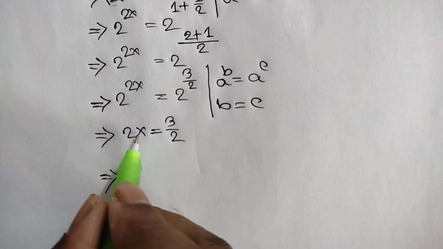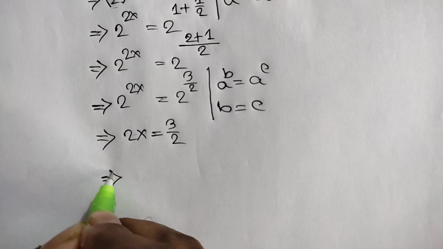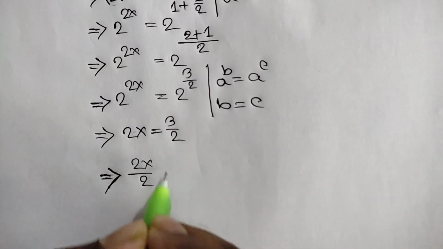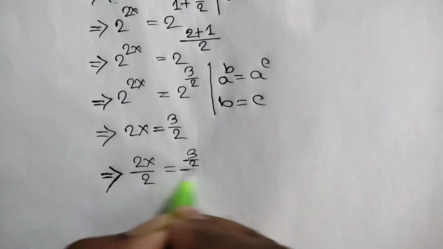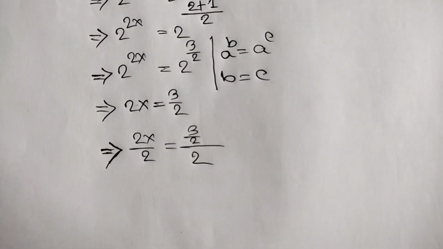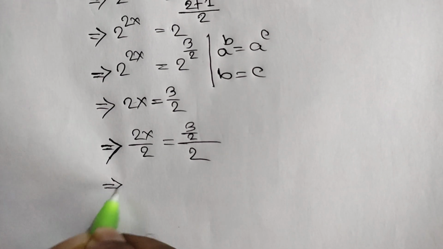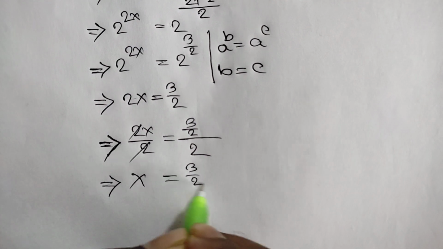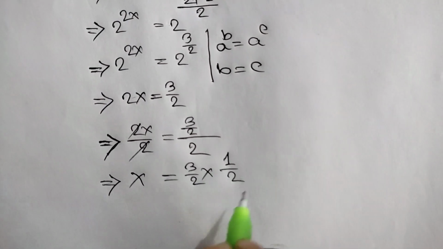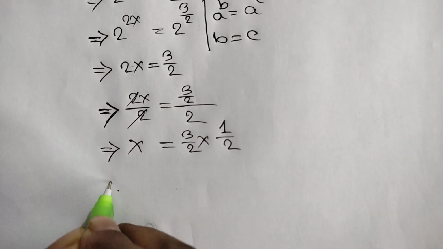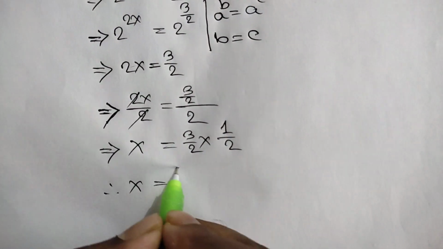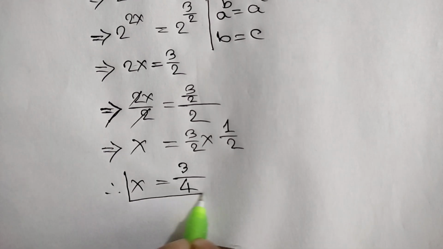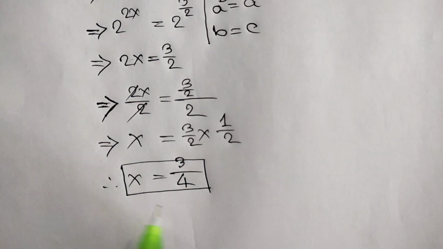we need the value of x, so here divide both sides by 2, we can write 2x over 2 is equal to 3 over 2 divided by 2, or this 2 cancels out this 2, so x is equal to 3 over 2 times 1 over 2. So the value of x is equal to 3 times 1 is equal to 3 over 2 times 2 is equal to 4. So this is the value of x.